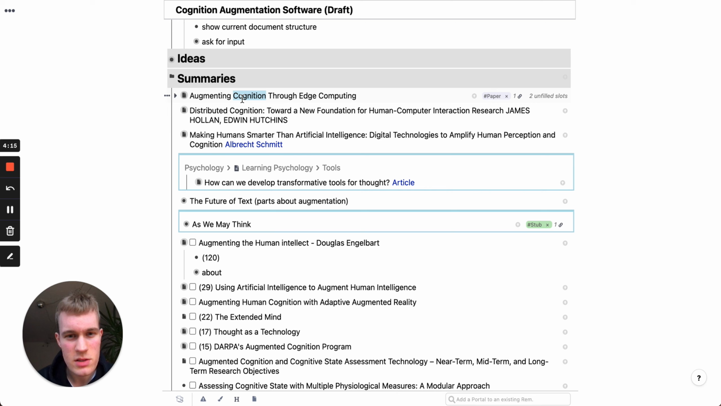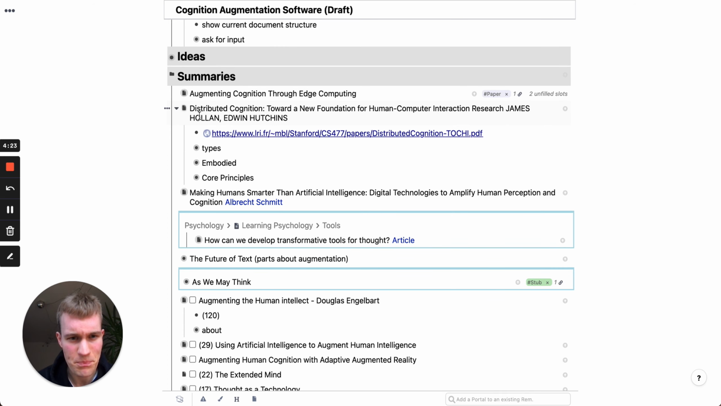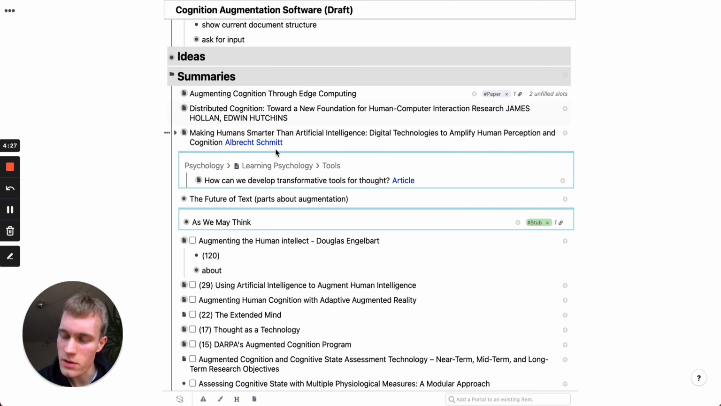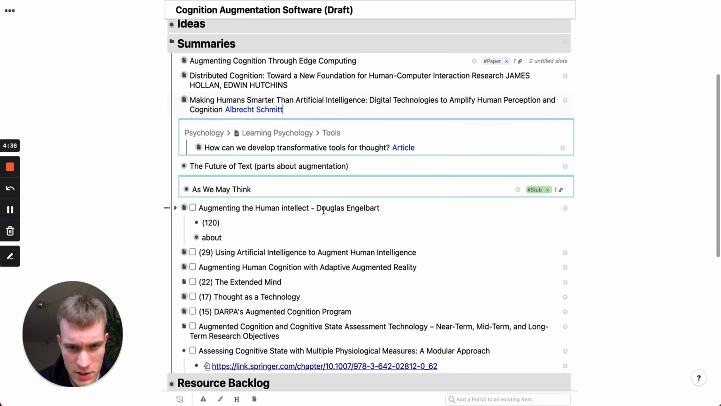I read. So I read some interesting new articles. I think those are from 2009 or so. And yeah, generally it's an under-researched topic, I would say, at least in the recent years. And it started with Douglas Engelbart, who worked on augmenting the human intellect, which I will definitely read.